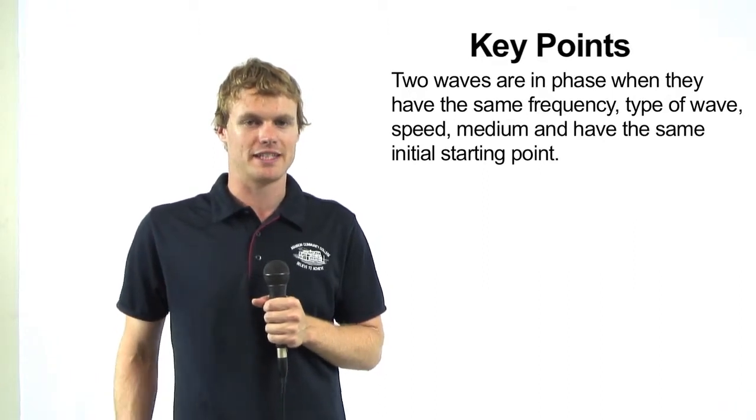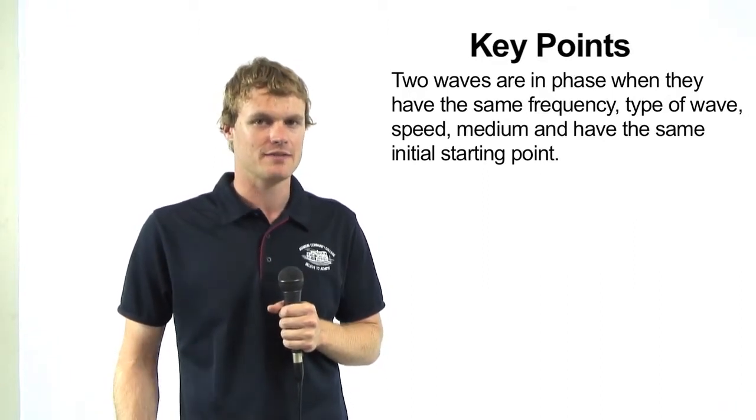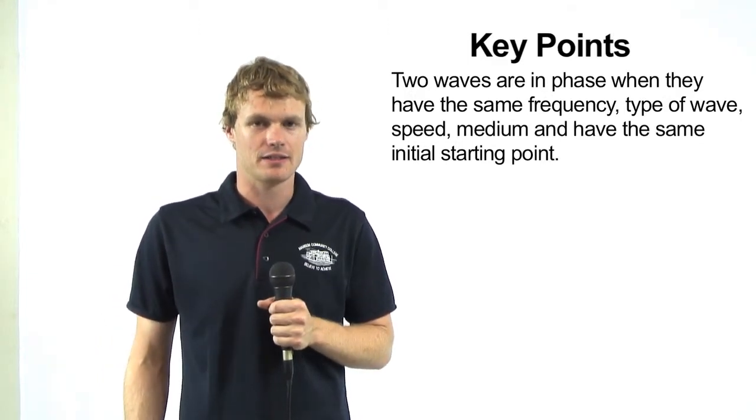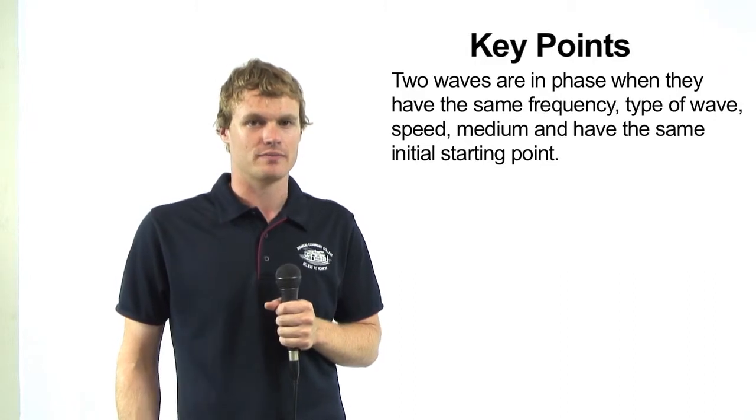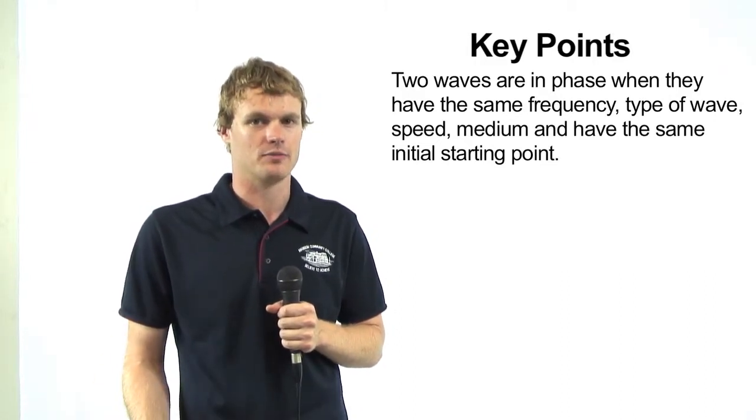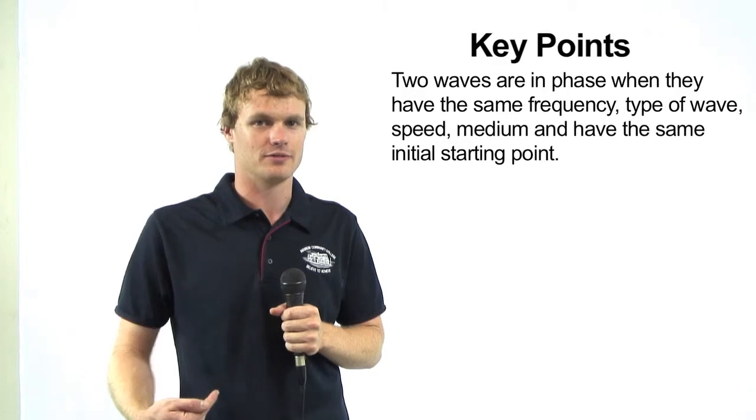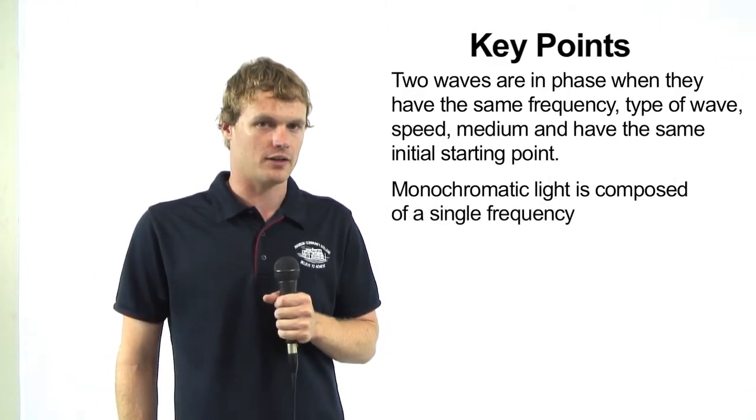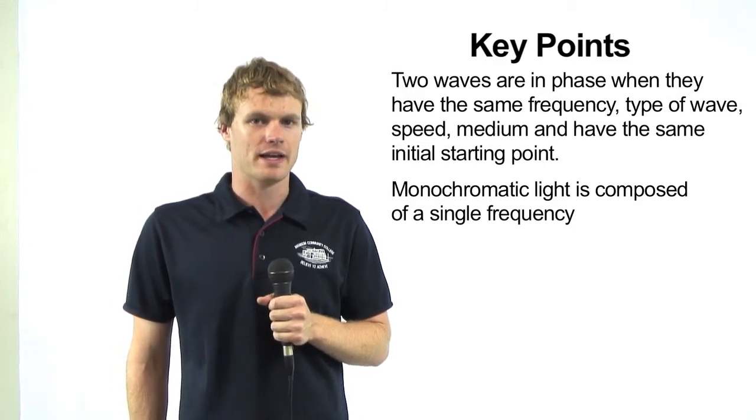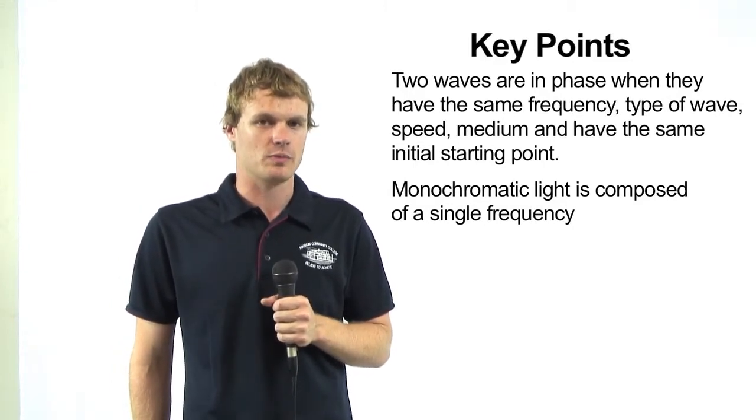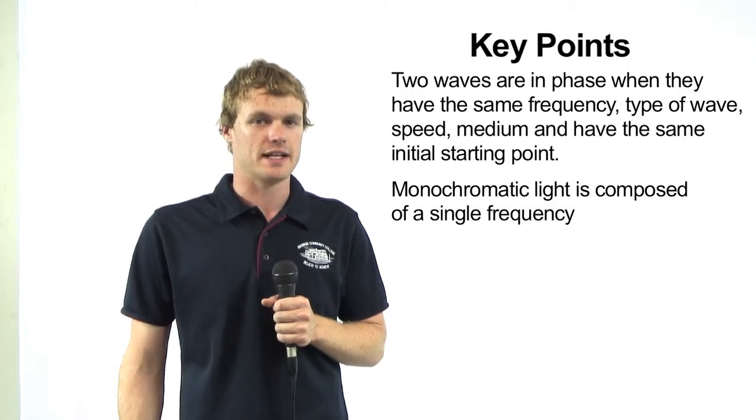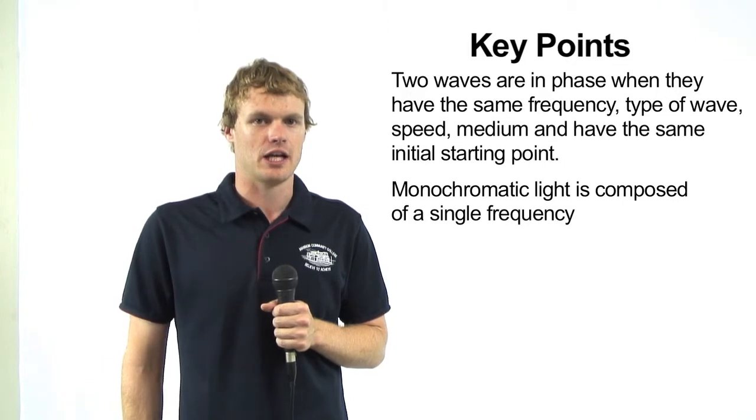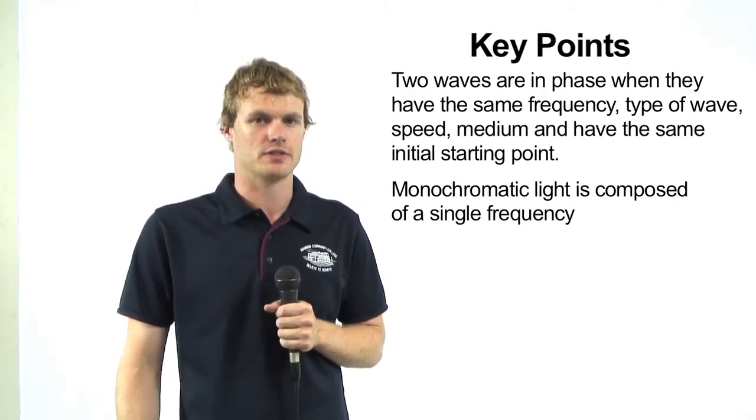So wave sources that are in phase have the same frequency, the same speed, they're in the same medium, they're the same type of wave, and they also start at the same point. So if I have a trough here on the bottom one, I have a trough on the top one, and so on and so forth. So monochromatic light sources are where we have electromagnetic waves being produced by a source of the exact same frequency. So all of the source of light that you see have only one frequency from this substance.